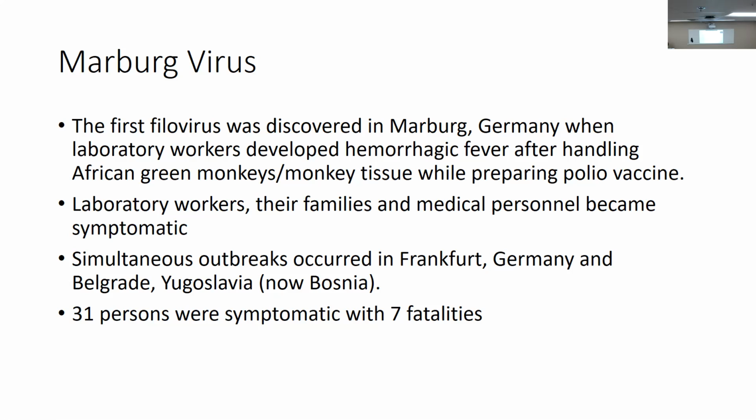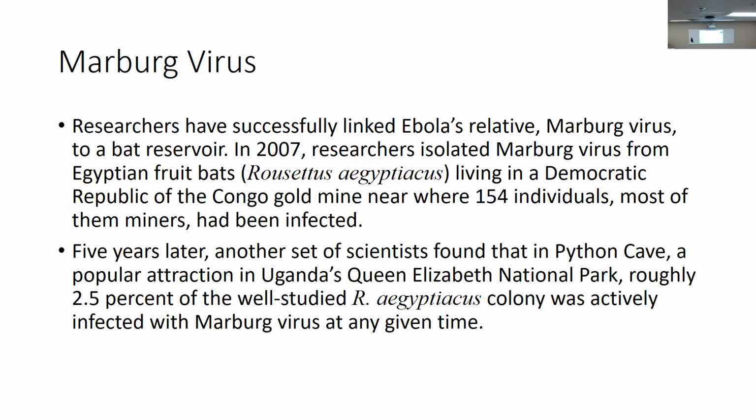31 people were symptomatic with 7 deaths. Researchers have successfully linked Ebola's relative, Marburg, to a bat reservoir. In 2007, researchers isolated the Marburg virus from the Egyptian fruit bat living in a gold mine in the Democratic Republic of the Congo, where 154 individuals, most of them minors, had been affected.